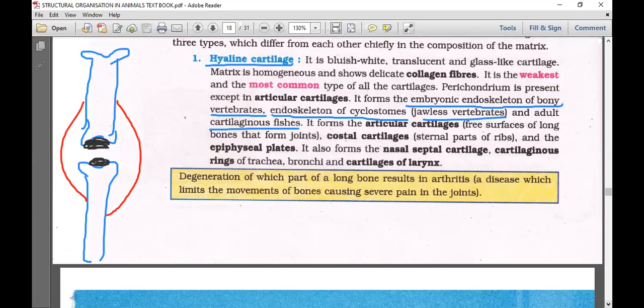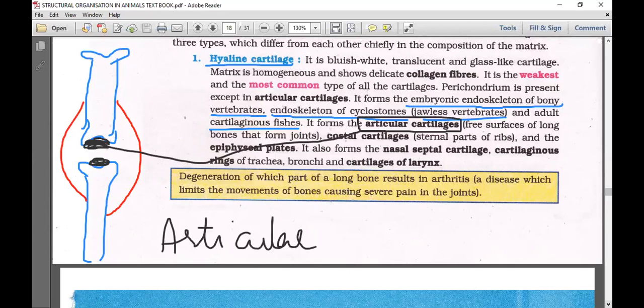So what do you call it? It can be called articular cartilage. If you see it, it will be fixed in the brain. So just watch this: articular cartilage. At the tip of the long bones, the free surfaces of the long bones which form the joints, we say articular cartilage is present. Okay.